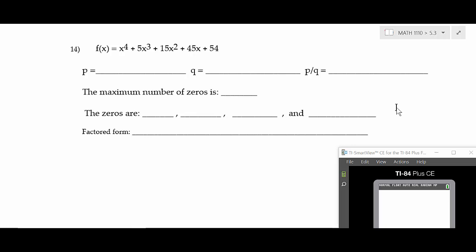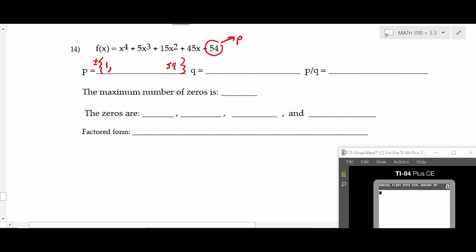All right, so what I want to do here first of all is just kind of review how we do this. So when you do P, remember that's all the factors of 54. Now we're just going to do this logically. So you're going to have a plus or minus for everything. I'm just going to do it like this. So you have 1 and 54.